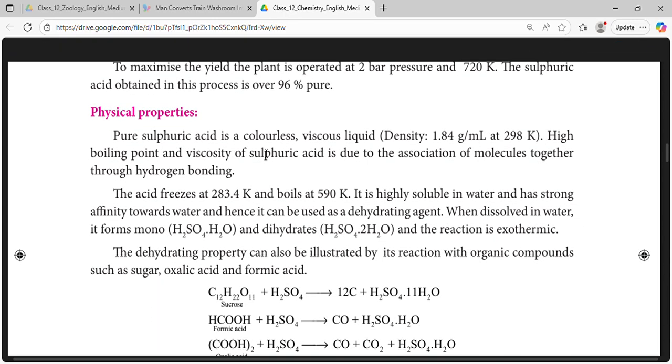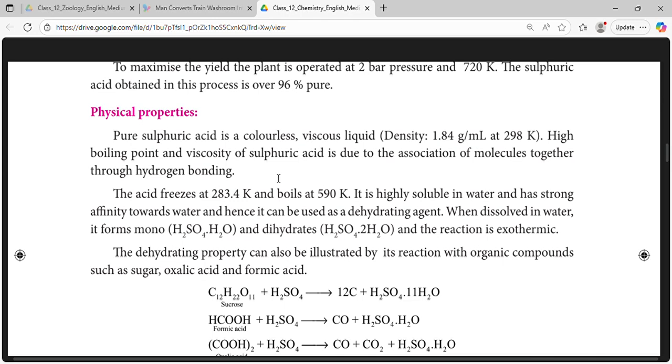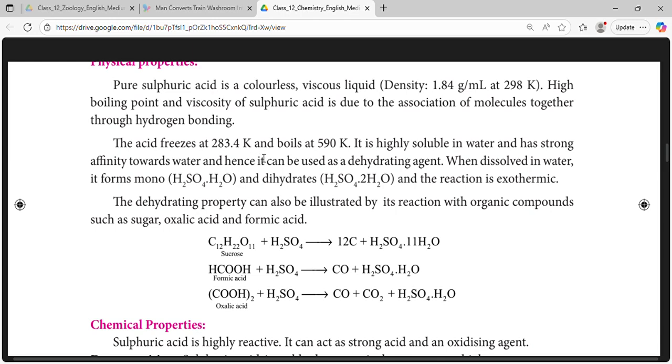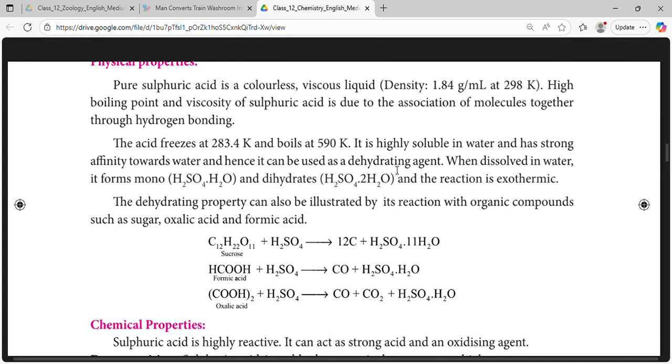Pure sulfuric acid is a colorless, viscous liquid. The high boiling point and viscosity of sulfuric acid are due to the association of molecules through hydrogen bonding. The acid freezes at 283.4 Kelvin and boils at 590 Kelvin. It is highly soluble in water and has a strong affinity towards water, and hence it can be used as a dehydrating agent. When dissolved in water, it forms the monohydrate H2SO4·H2O and the dihydrate H2SO4·2H2O, and the reaction is exothermic.